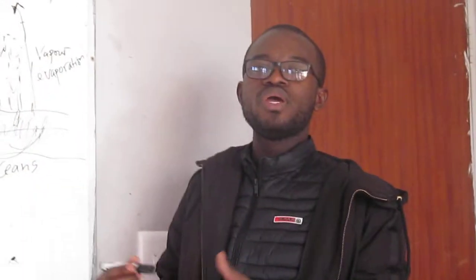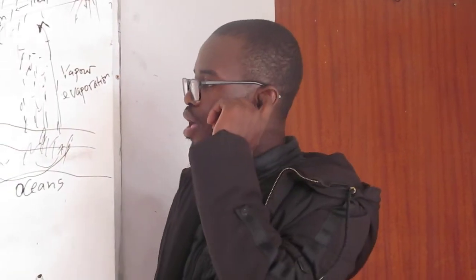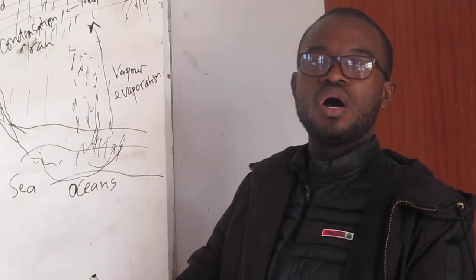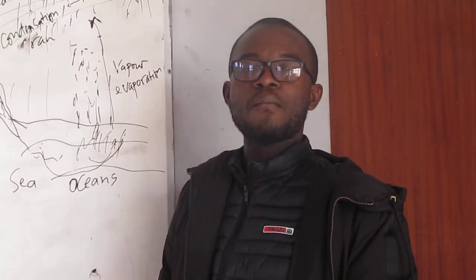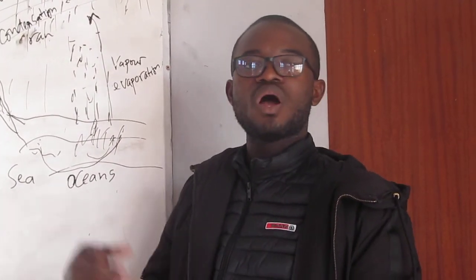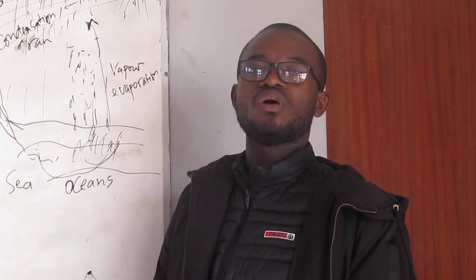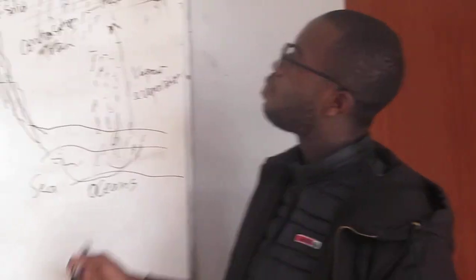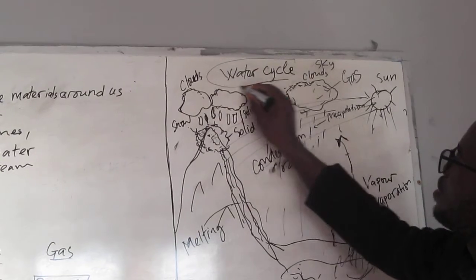And we get all the weathers, all the seasons, going from winter to our summer, from our summer to our autumn, from our autumn to our spring. It's the process we call the water cycle.